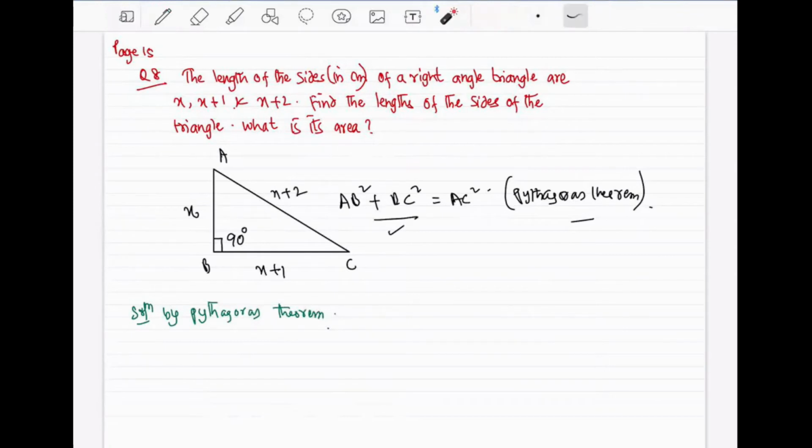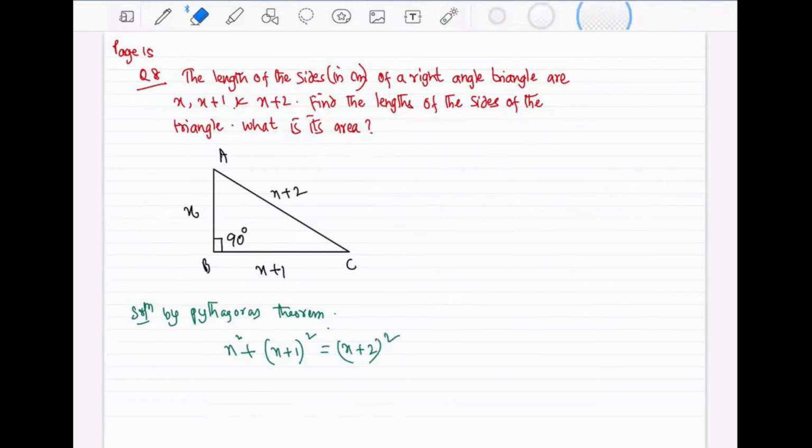AC, so let's start from this side. AB square will be x square plus BC will be x plus 1 whole square is equal to AC, which is x plus 2 whole square, right? Okay, let me rub this off. No need. You already know what Pythagoras theorem is.